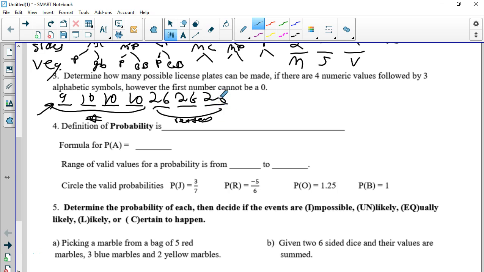And now all you do is multiply all those numbers, and you get 158,184,000 possibilities or choices. Different plates. That's how many from that.